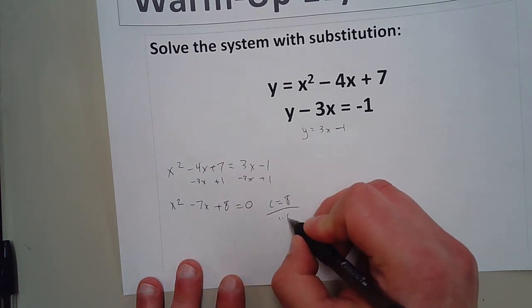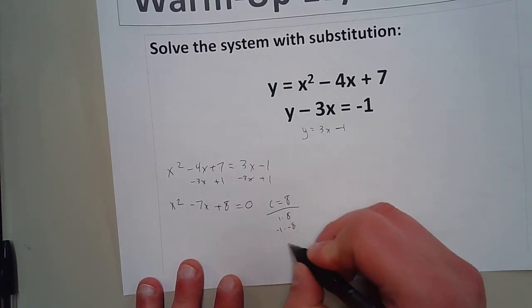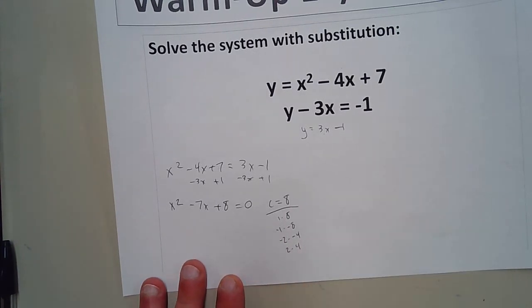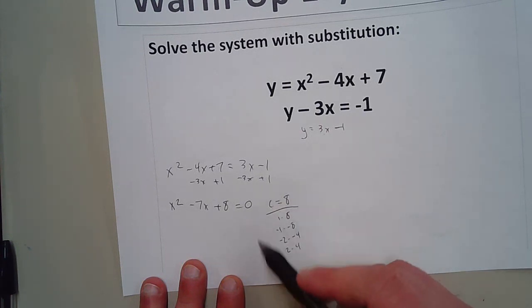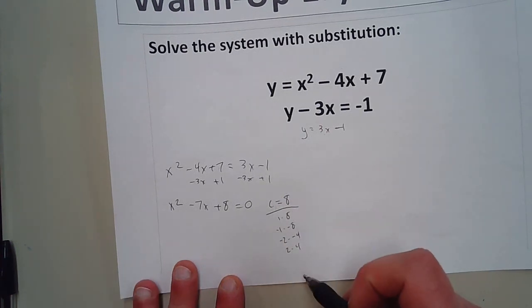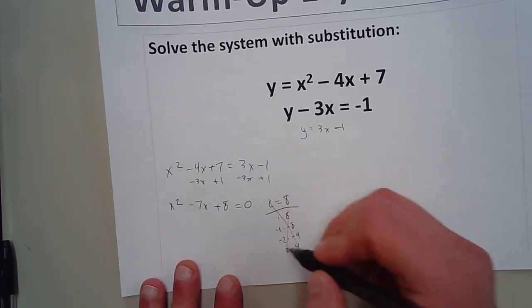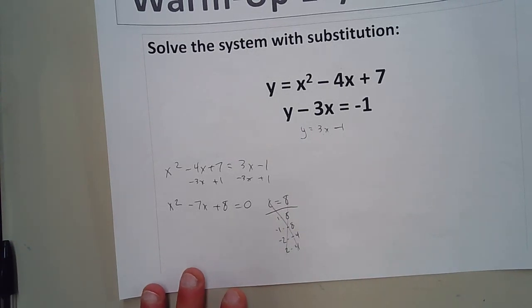So you got like 1 and 8, negative 1, negative 8, negative 2, negative 4, 2 and 4. So actually, it appears none of those add to negative 7. So what does that mean? It means we can't solve it by factoring, and then we need to go quadratic formula.